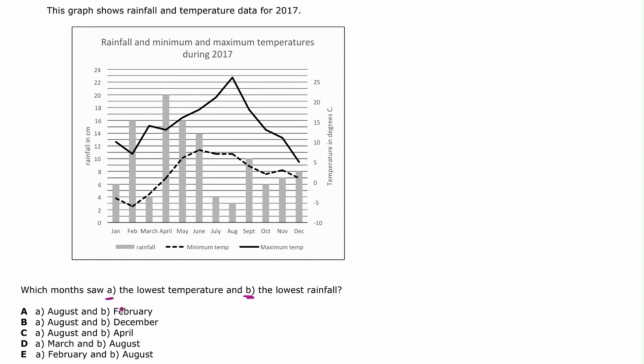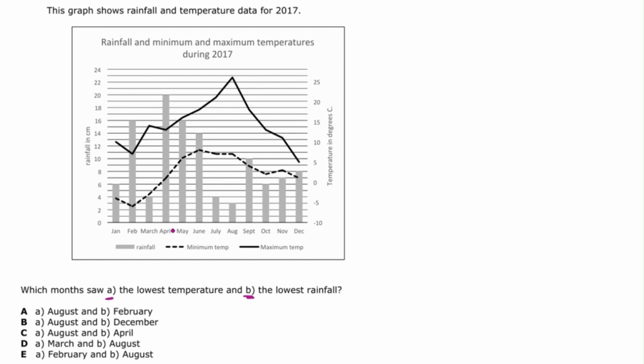So now we're going to find the lowest temperature. This is the minimum temperature, which means the lowest temperature the months have, which are here at the bottom. And the lowest rainfall is going to be these blocks standing up, and we have to find the smallest one. So let's first detect the lowest temperature. The lowest temperature would be the minimum temp, so it would be this dotted line.